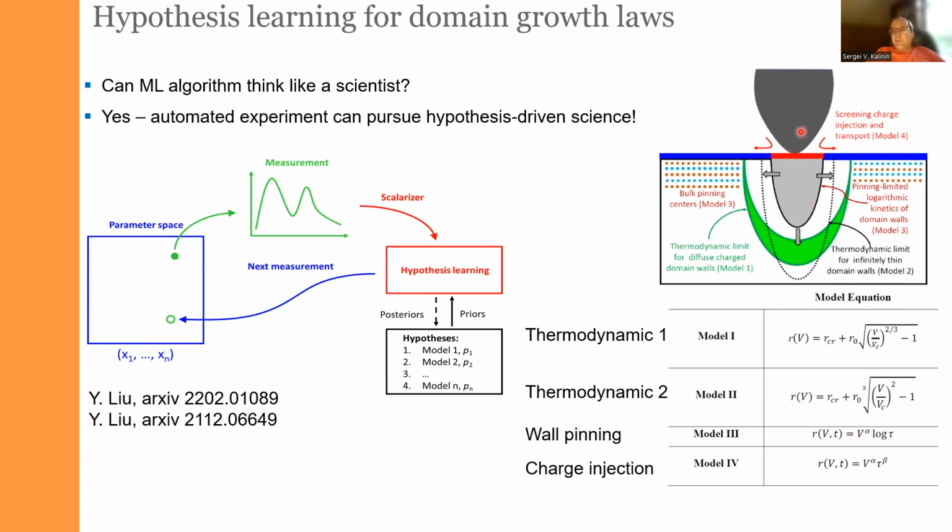And finally, we have a third limit case, where if we apply the bias, the switching of the domain is controlled by the injection of charge carriers on the surface. So this is just a depolarization field effect. In this case, we expect that the switching would be a power law in voltage and a power law in time. So between the thermodynamic limit, wall pinning limit, and charge injection, this seems to be the full list of possible scenarios. So it has to be one of those.